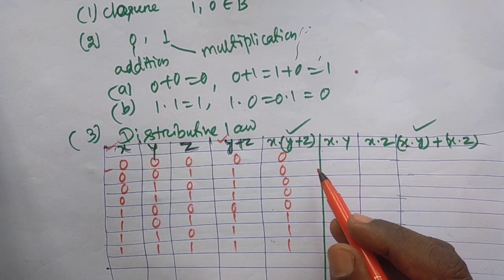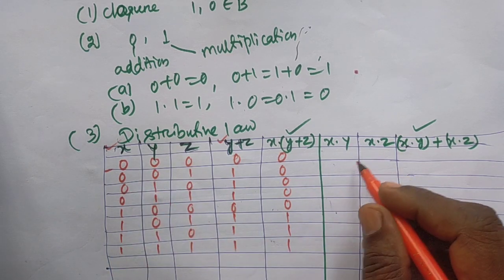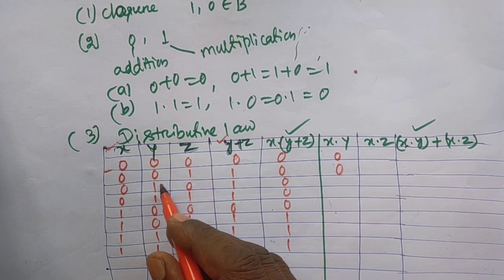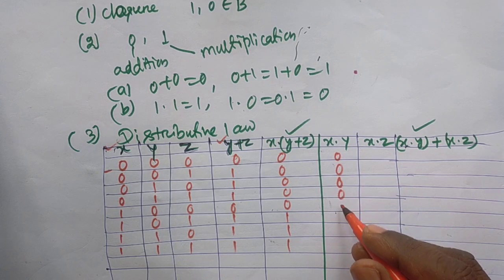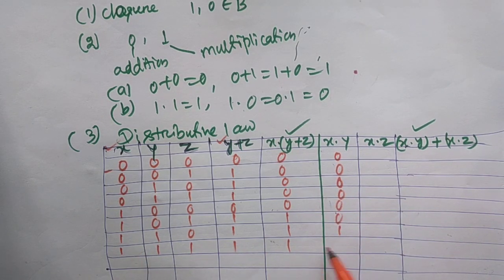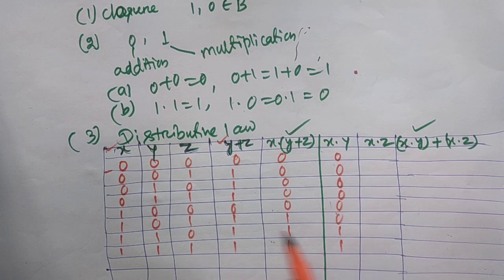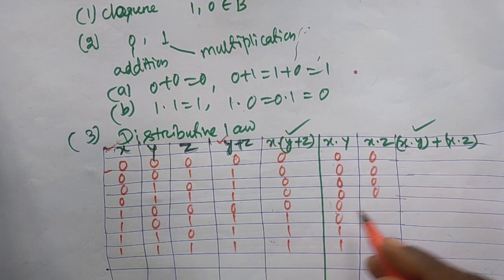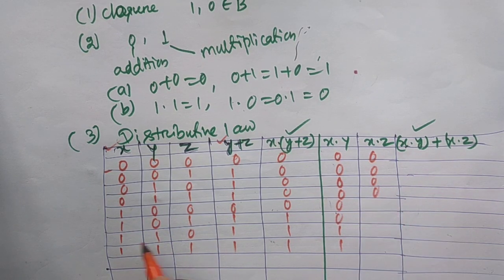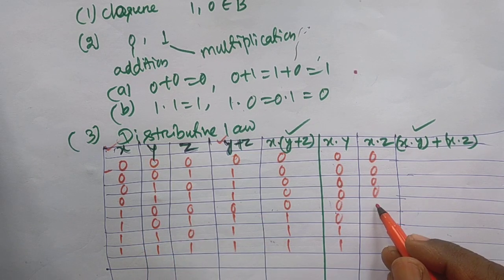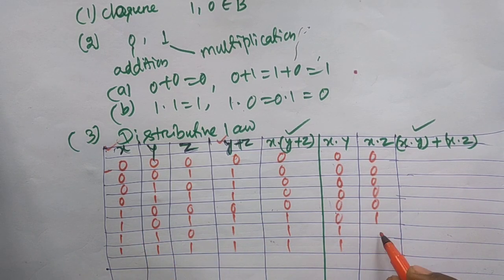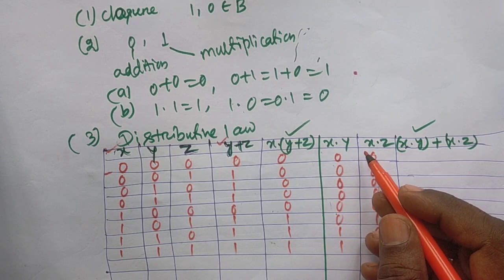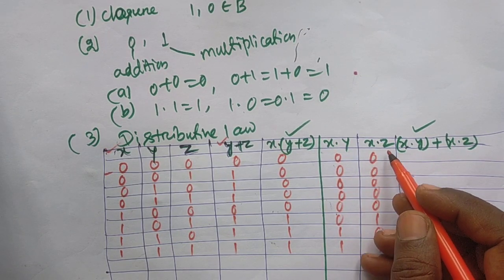Okay. Now we multiply x into y: the first two are 0, then 0, 0, 0, other 0, 0 0 0, this is 1, this is 1. Then xz: up to here 0 0 0 0 0, this is also 0, this is xz, 0, and this is 1, this is 0, this is 1.